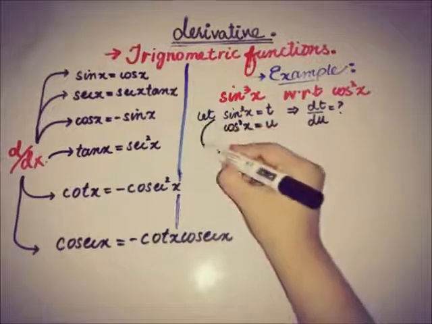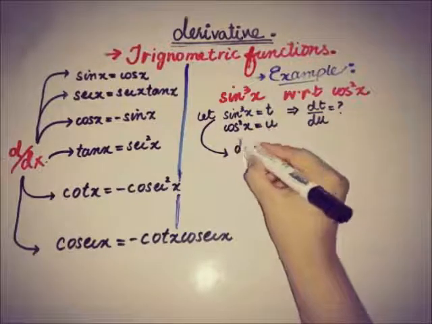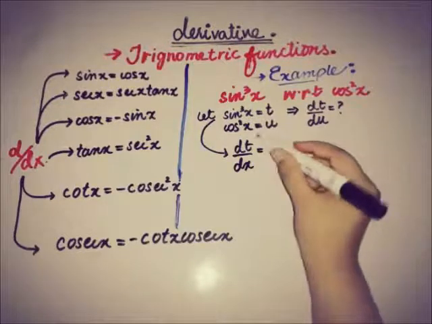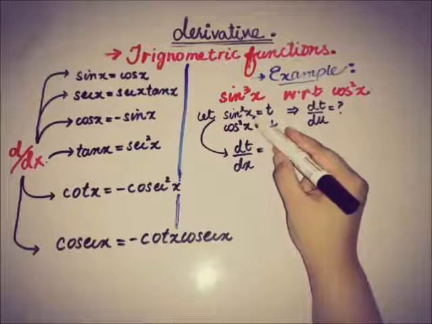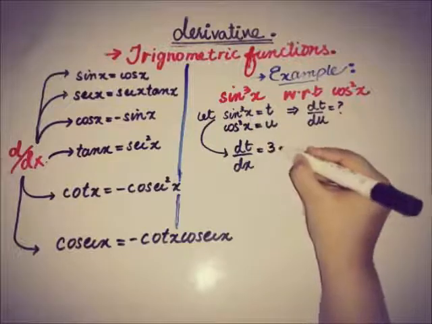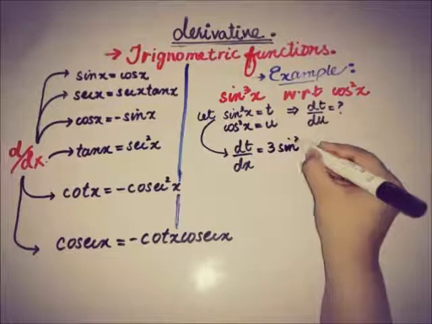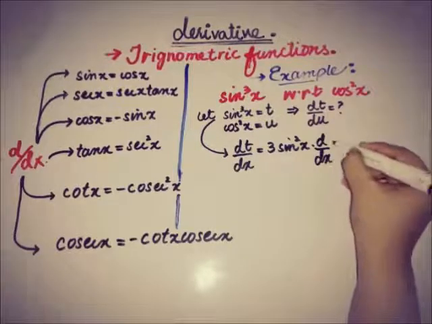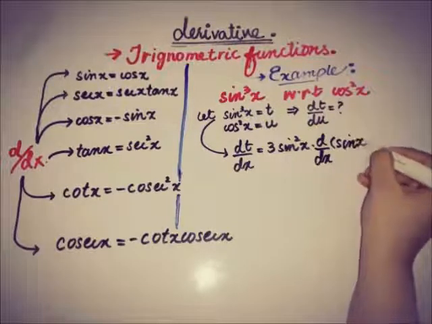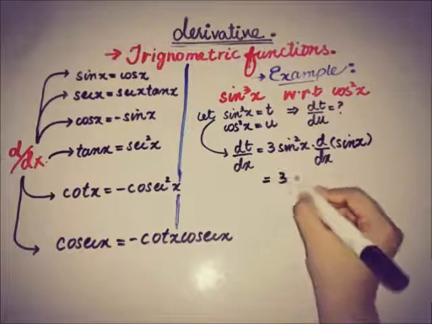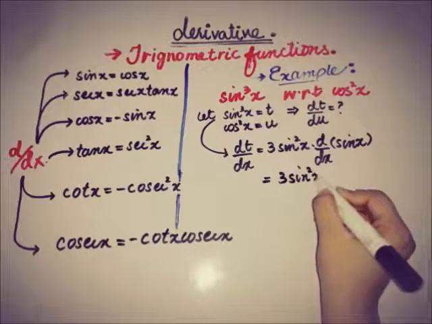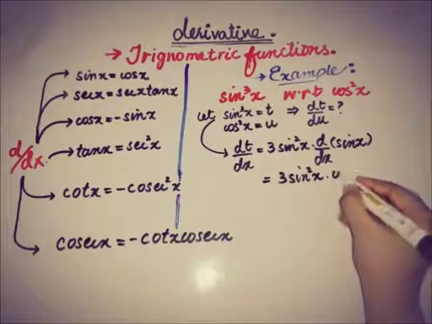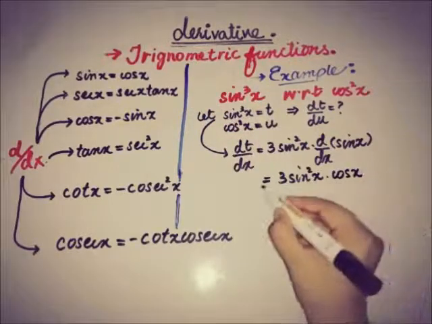First of all, we have to find the derivative of this, that is the rate of change of t with respect to x. So for sine cube x, we will use the power rule: the power comes down, sine square x, then the rate of change of sine of x. That is 3 sine square x, and the rate of change of sine of x is cos x. So this is the required thing.